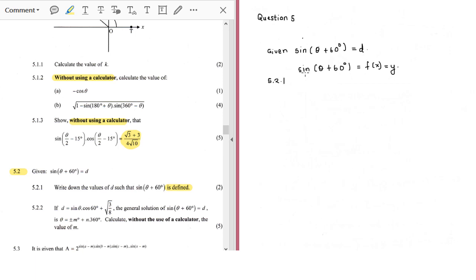We can answer this by thinking about the sine function. When is the sine function defined? Well, the sine function is only defined within its range. So if they want you to write down the values of d for which the sine function is defined, it is going to be the values of d which are between -1 and 1. So this is the range of the sine function.